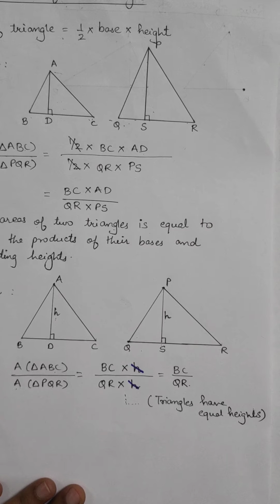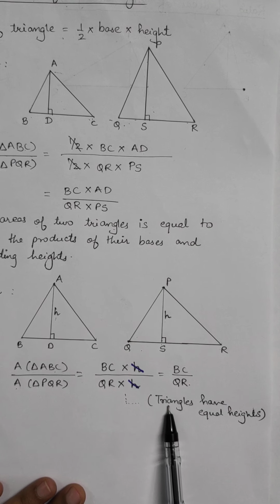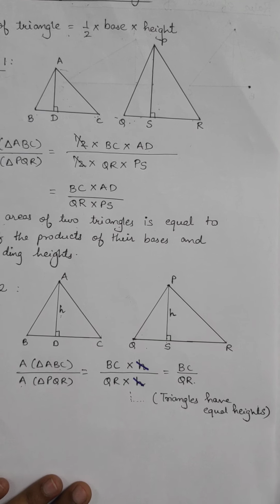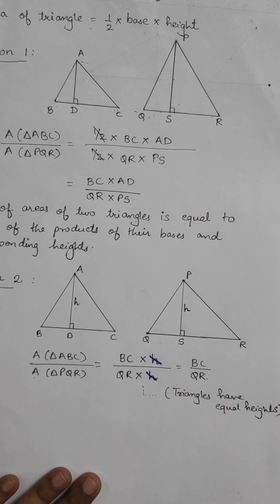So in the second condition, you can see the height was the same. So the reason for the second condition is that the triangles have equal heights. Okay children, let us go for the third condition.